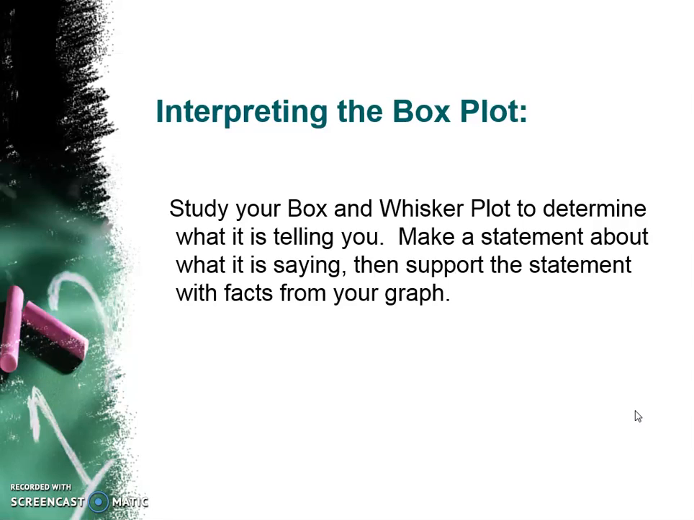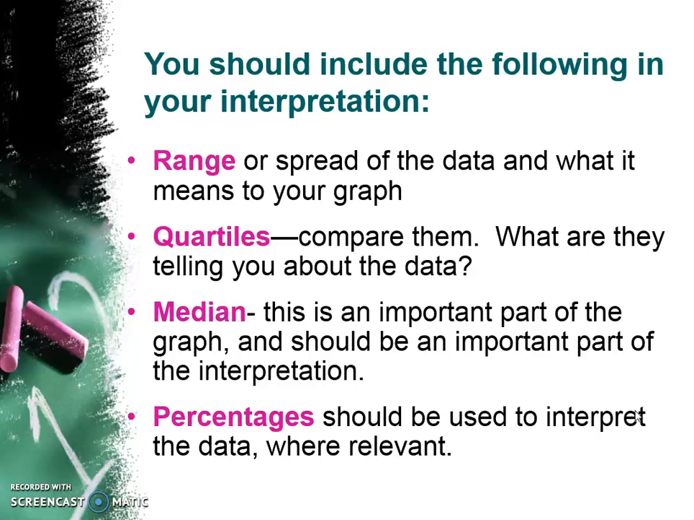Then, when we've done that, that's when we start to look at the box plot and determine what it is saying to us. And this is something we looked at in our last video when we were talking about discussing the data. So you're going to look at your box plot, and you're going to then need to comment on your range or the spread of your data and what it means to your graph. Then the quartiles, you want to compare them and just explain what they're telling you about the data. You'll need to comment on the median, as that's the midpoint of our data. And then you can also look at your percentages where relevant, okay?